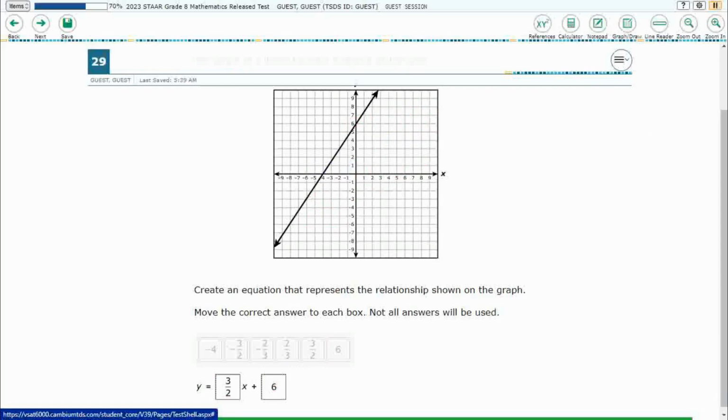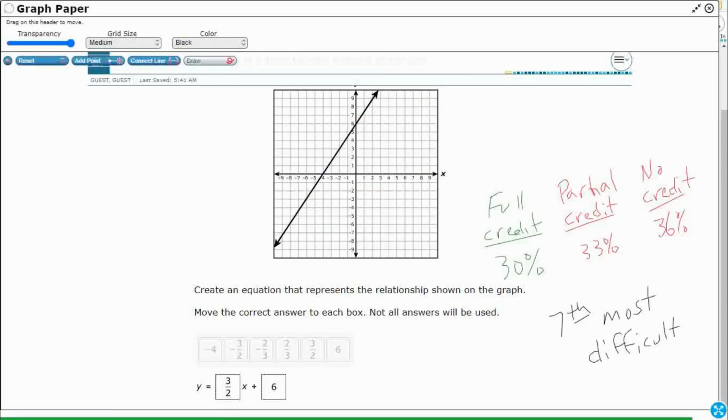Let's see how we did across the state of Texas. So this was the 7th most difficult problem. Take a look. We only have 30%, not even 1 out of every 3 students that could get both of these boxes correct. And even then, we had 2 points there. Only 33 extra students, 33% extra, could get just 1 out of these 2. And obviously this y-intercept is just staring right at you.